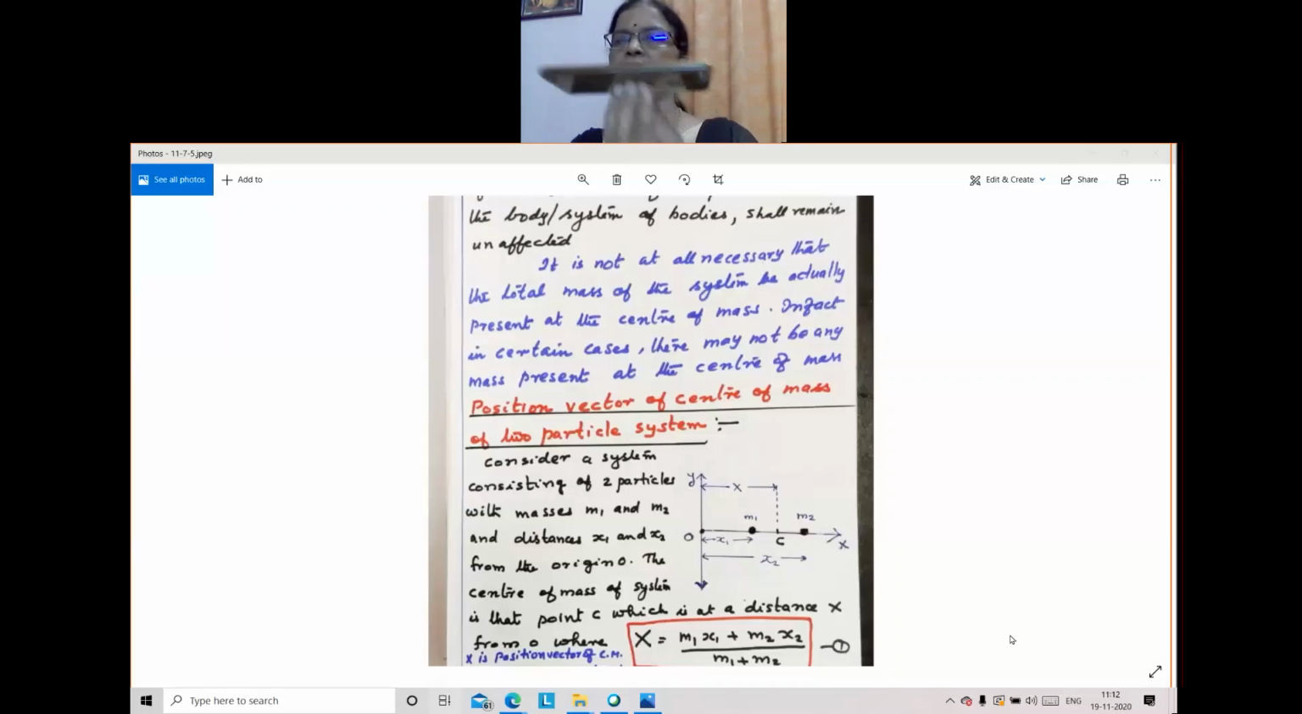That means motion of the body is not affected even if we apply the force at the center of mass. So the motion of the body is not affected when we apply the force at the center of mass. So instead of applying it on all the particles, if the whole force is applied at the center of mass, its motion is not affected. Such a point is the center of mass.